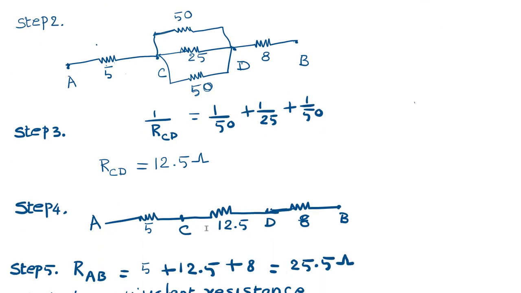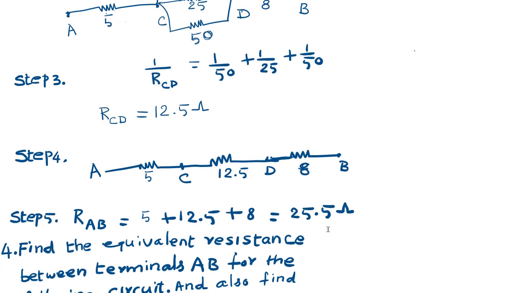Okay, next step. Now we can replace these three resistors with 12.5 ohms. So we write like this. Between A and C, 5 ohms, we write as it is. Between C and D, we draw a resistor 12.5 like this. Between D and B, we have a resistor of 8 ohms like this. Now, you have the three resistors connected in series.